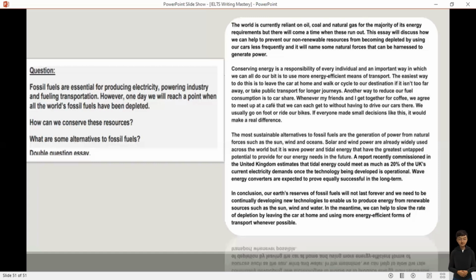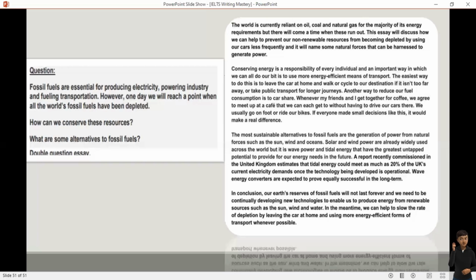Another way to reduce our fuel consumption is to car share. Whenever my friend and I get together for coffee, we agree to meet up at a cafe that we can each get to without having to drive our cars there. We usually go on foot or ride our bikes. If everyone made small decisions like this, it would make a real difference.